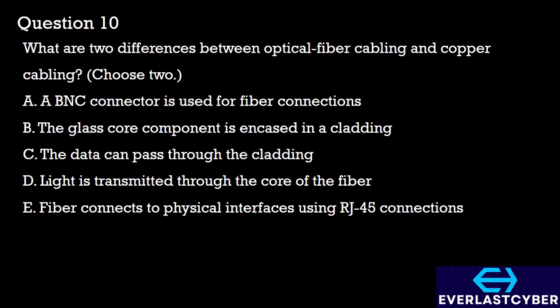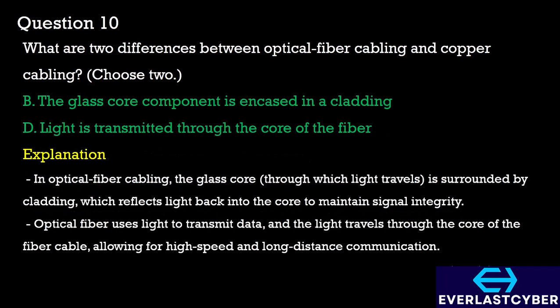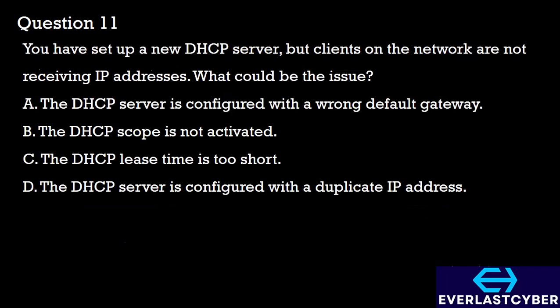Now, in this question, we're looking for the difference between the optic fiber cabling and the copper cabling. So for this, we'll be going with options B and D. In optic fiber cable, the glass core is surrounded by cladding, and this reflects light back into the core to maintain signal integrity. Also, optic fiber cables use light to transmit data, and the light travels through the core of the fiber cable, allowing for high speed and long distance communication. So that's the basic difference between the optical fiber cable and the copper cabling.